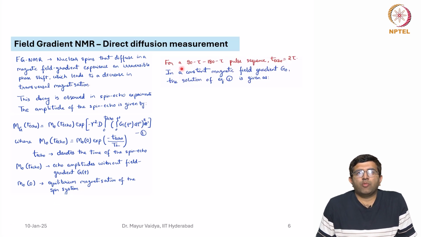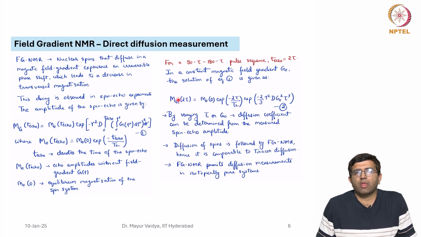Now, for a pulse sequence such as 90, then sometime 180 tau, t echo is equal to 2 tau. That means, if you apply a pulse sequence where you apply 2 times tau, then the total time of the echo experiment is equal to 2 tau. Now, if you are in a constant magnetic field gradient G naught, the solution of this equation 1 here is written as Mg for 2 tau.